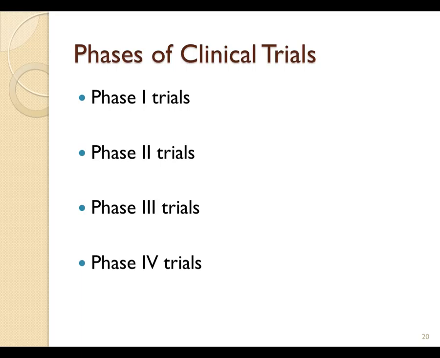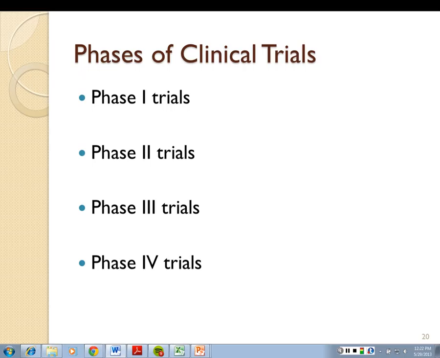Now, there are 4 phases of clinical trials. Phase 1 trials are initial studies to determine the metabolism and pharmacologic actions of drugs in humans, side effects associated with increasing doses, and to gain early evidence of efficacy. Phase 2 trials are controlled clinical studies conducted to evaluate the efficacy of the drug for a particular indication in patients with the disease under study, and to determine short-term side effects and risks.